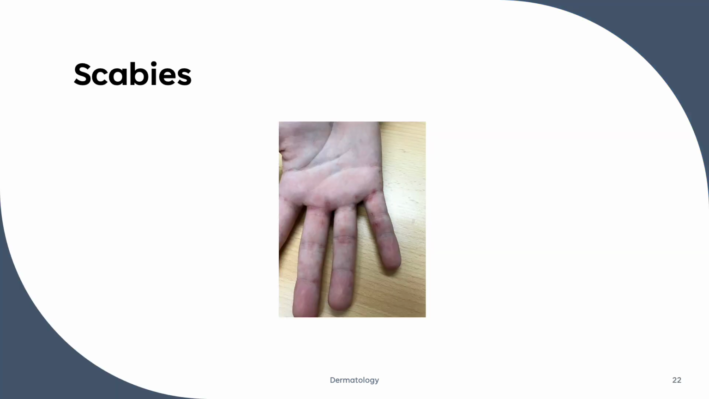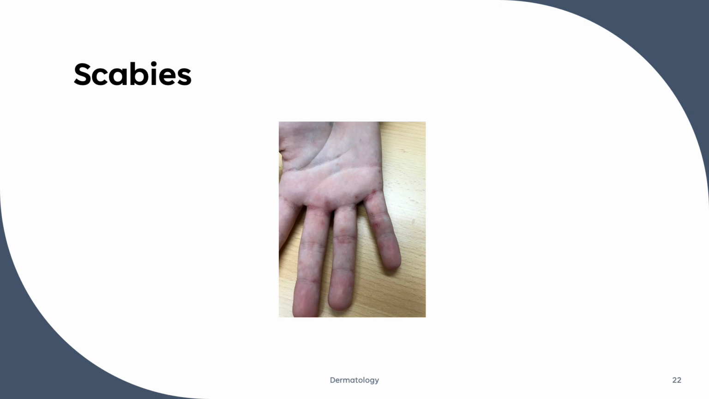Scabies is an infestation by mites that leads to intense itching and a characteristic rash. These mites burrow into the skin, causing irritation and an allergic reaction. Scabies spreads primarily through prolonged skin-to-skin contact. This can occur during close personal interactions, but it can also be transmitted via infested clothing or bedding.